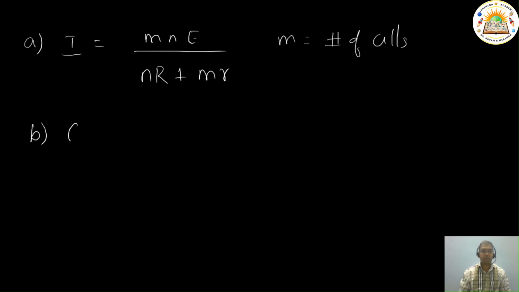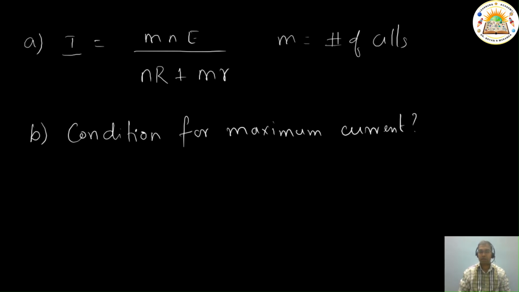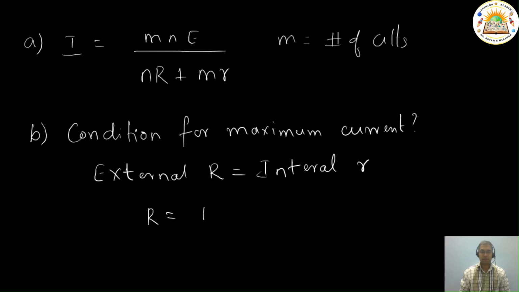The next thing that we have to understand is the condition for maximum current, because now this is going to have a lot of resistances. So what will be the condition for maximum current? In that case, we are just going to take the external resistance capital R equal to the total internal resistance, that is, capital R equals M times small r by N.